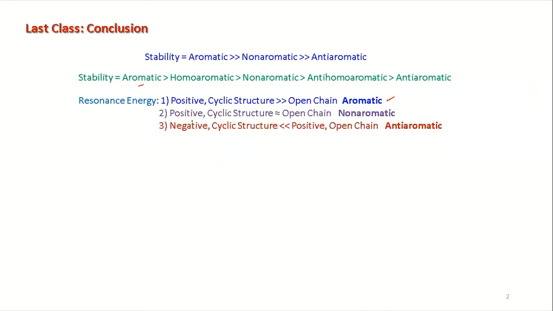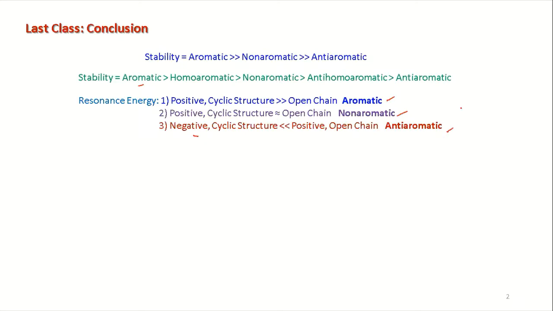When the resonance energy we are getting is positive, but the cyclic structure has comparable resonance energy with the open chain form, then we call the cyclic one non-aromatic. And if the cyclic structure has negative resonance energy, far lower than the open chain form, which has a positive value of resonance energy, then we call the cyclic structure anti-aromatic.